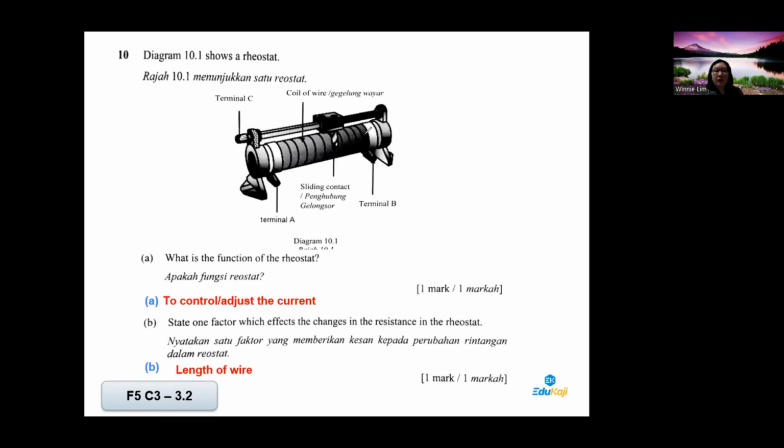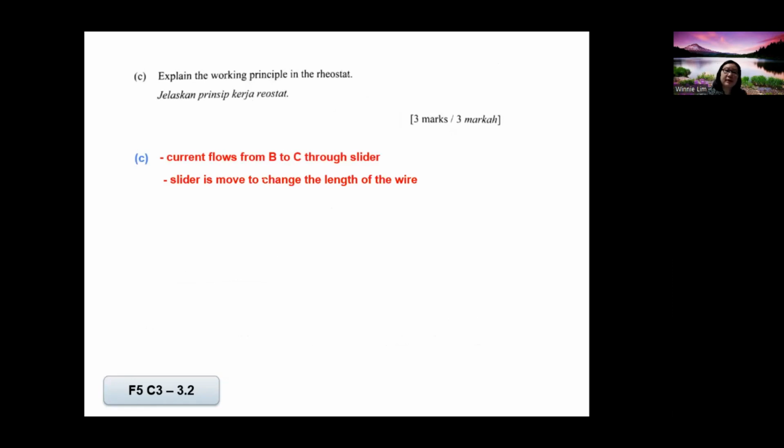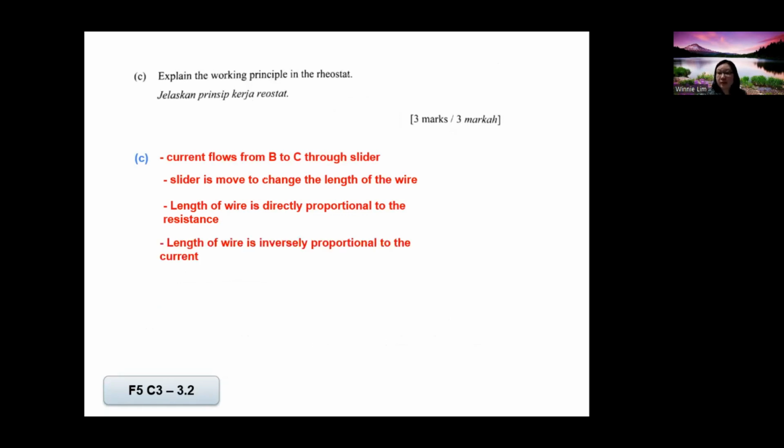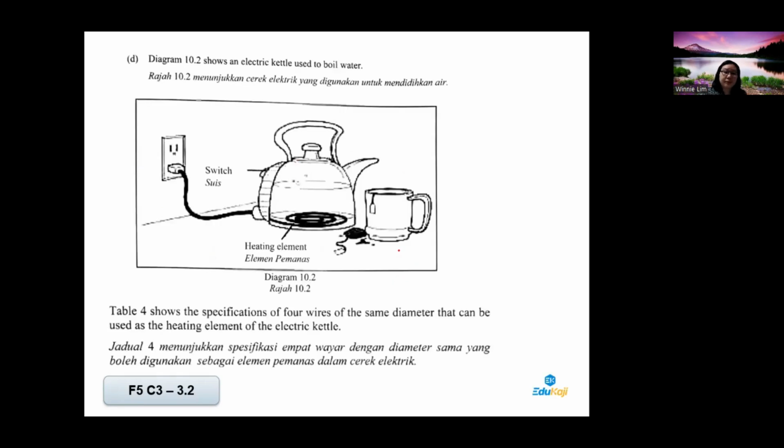So how does it work? After you clip the crocodile clips here and here, the current will flow from this coil across. If you clip on both A and P, then you will always pass through the whole length, so it has no effect. Next, the slider is moved to change the length of the wire. Like the teacher mentioned, length is directly proportional to resistance, and resistance is inversely proportional to current, and hence you are able to adjust the current. Yeah. Next one.